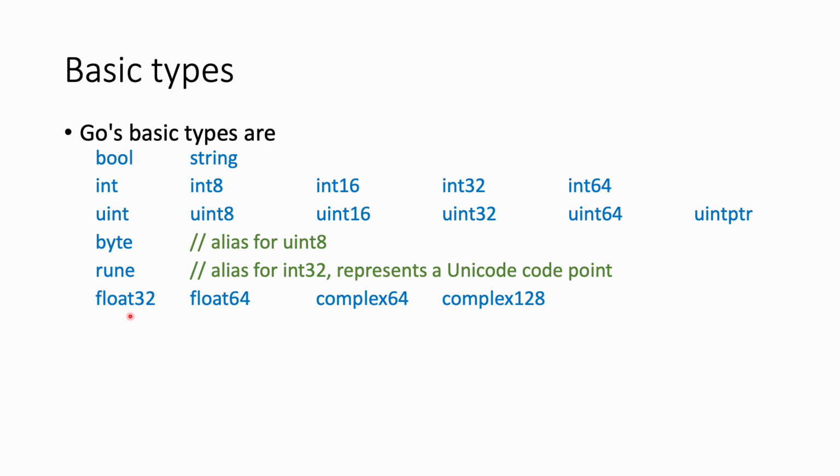There are 2 basic types for floating point numbers in Go, including float32 and float64. And as you may guess, float32 has 32 bits, and float64 has 64 bits to represent the number. Go also has 2 different types to represent a complex number, including complex64 and complex128. Okay.